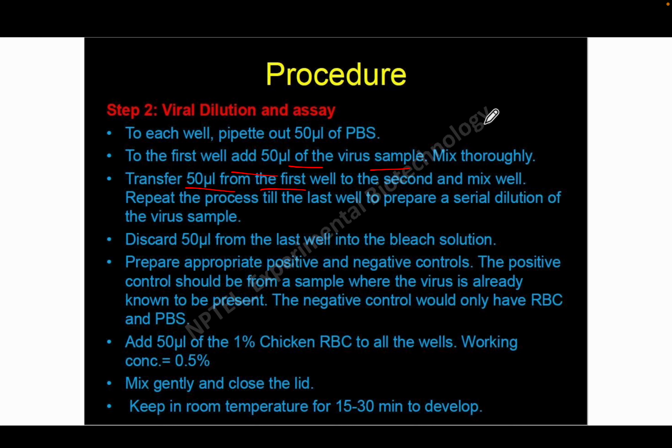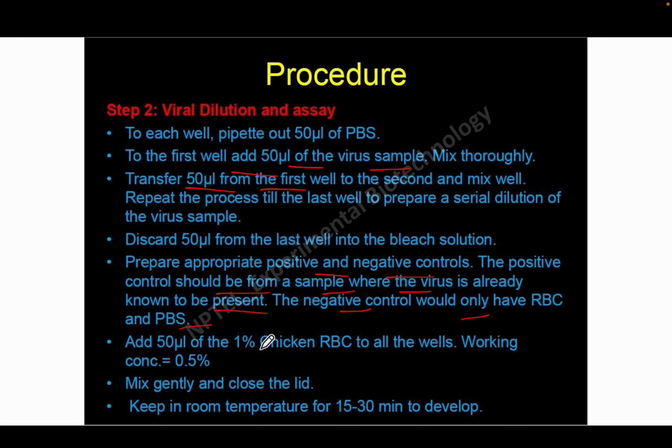Okay, so why bleach? Because bleach will decontaminate the sample. Then prepare an appropriate positive and negative control. The positive control should be from a sample where the virus is already known to be present. The negative control is where only RBC and PBS are present, no virus.